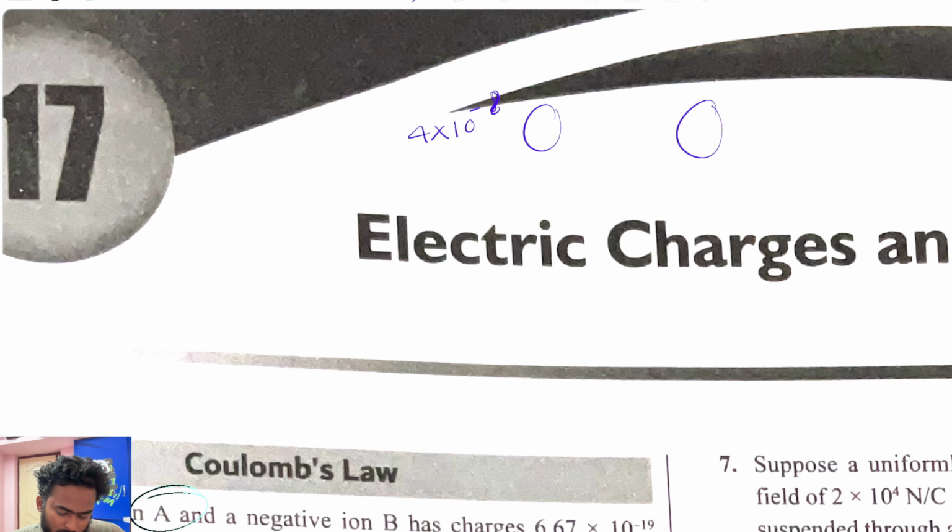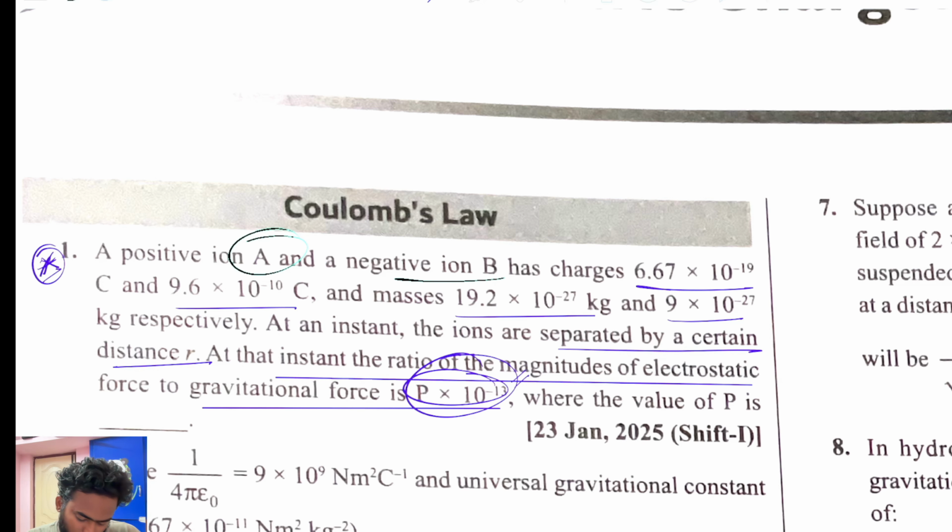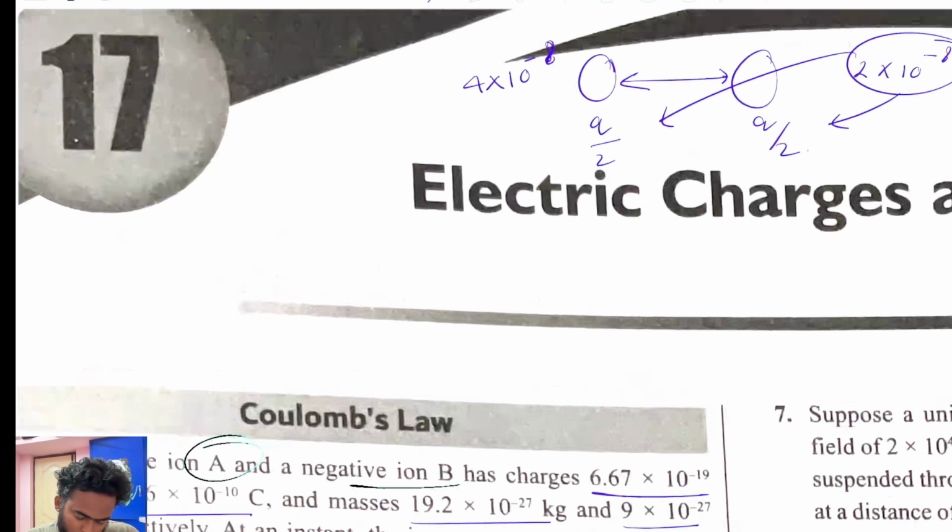When they are placed in contact, charge distribution will take place such that equal charge distribution will be there, q by 2 and q by 2. So each will get 2 into 10 to the power minus 8. Both of them will get this charge. The force between them is 9 into 10 to the power minus 3.